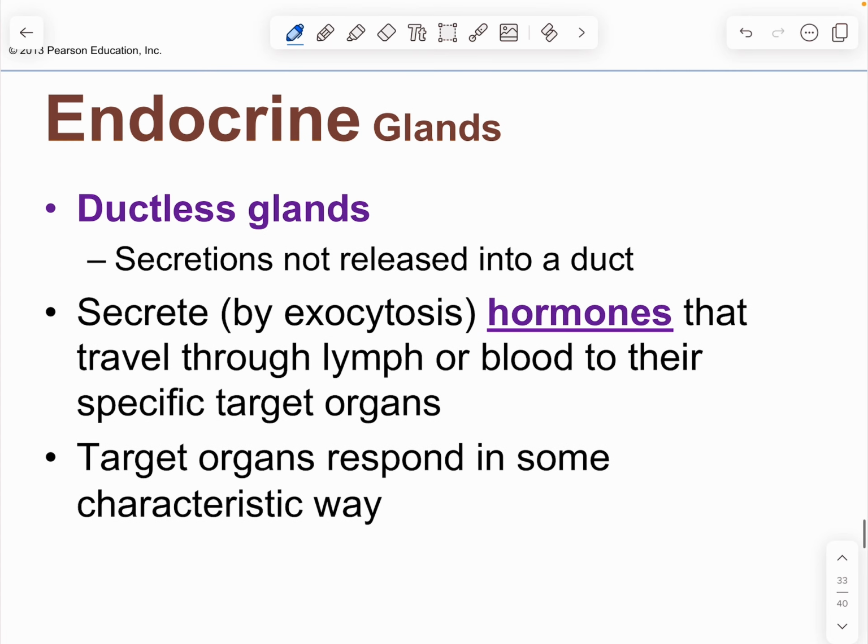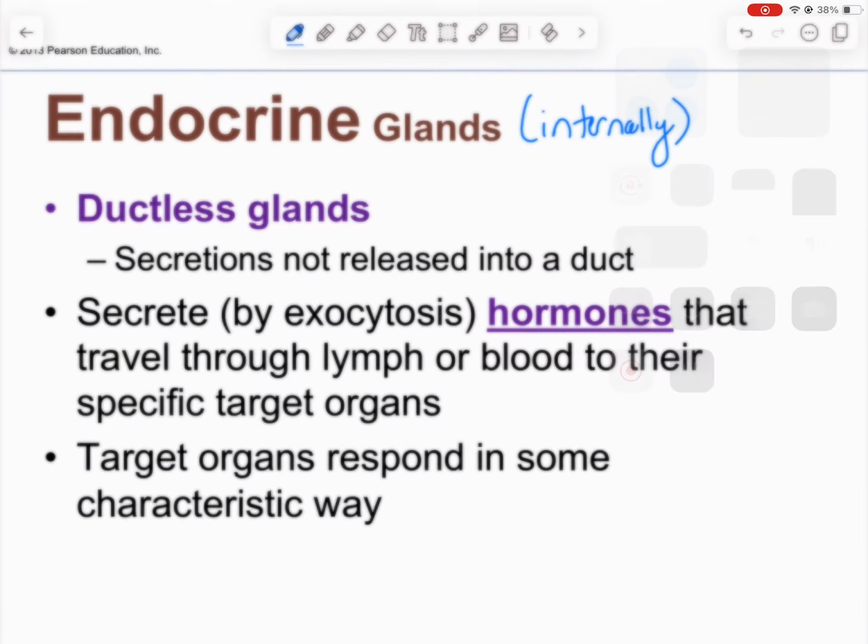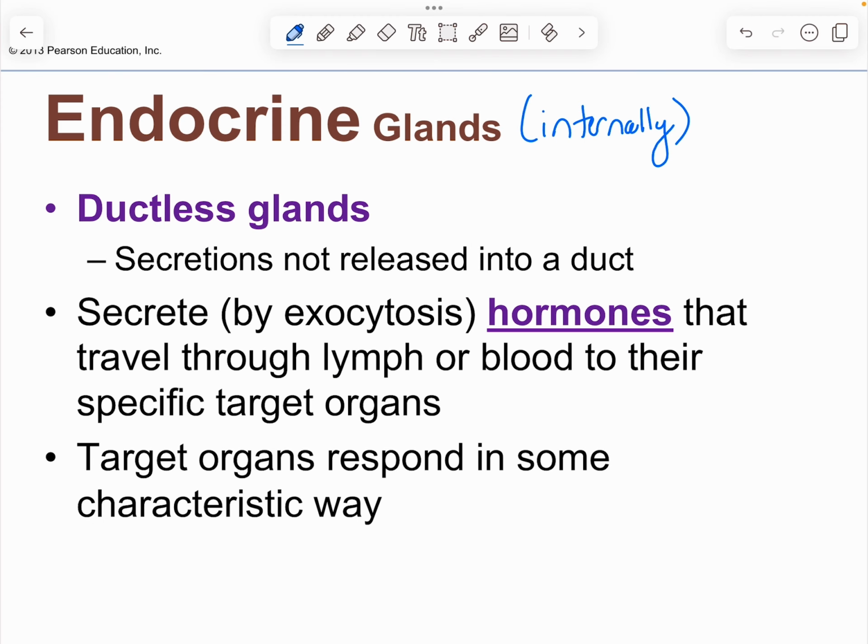So two different ways of categorizing glands. We're going to start with the endocrine. These are the ones that release products internally. And these are going to be ductless, right? And a duct is a tube. So these particular glands do not have a duct or a tube associated with them. So the secretions are released directly into the space, okay?